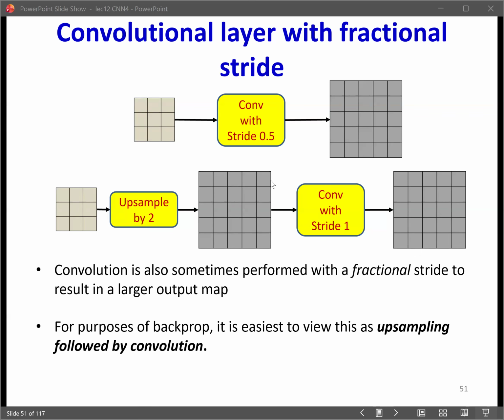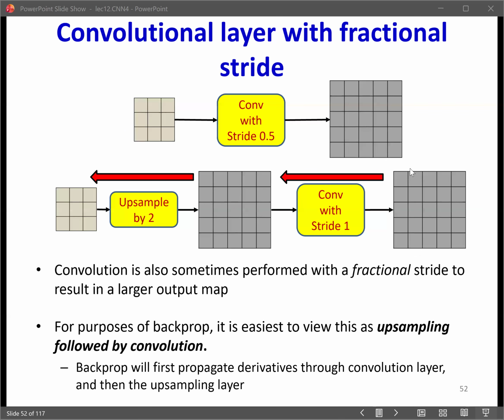Okay. So when you encounter a convolutional layer with a fractional stride, you must realize that it's actually an upsampling followed by a regular convolution, right? And then you can just backpropagate through the standard derivative rules for the convolution with stride 1, and the very simple rules we saw for backpropagating through upsampling by 2. So this makes sense to everybody?